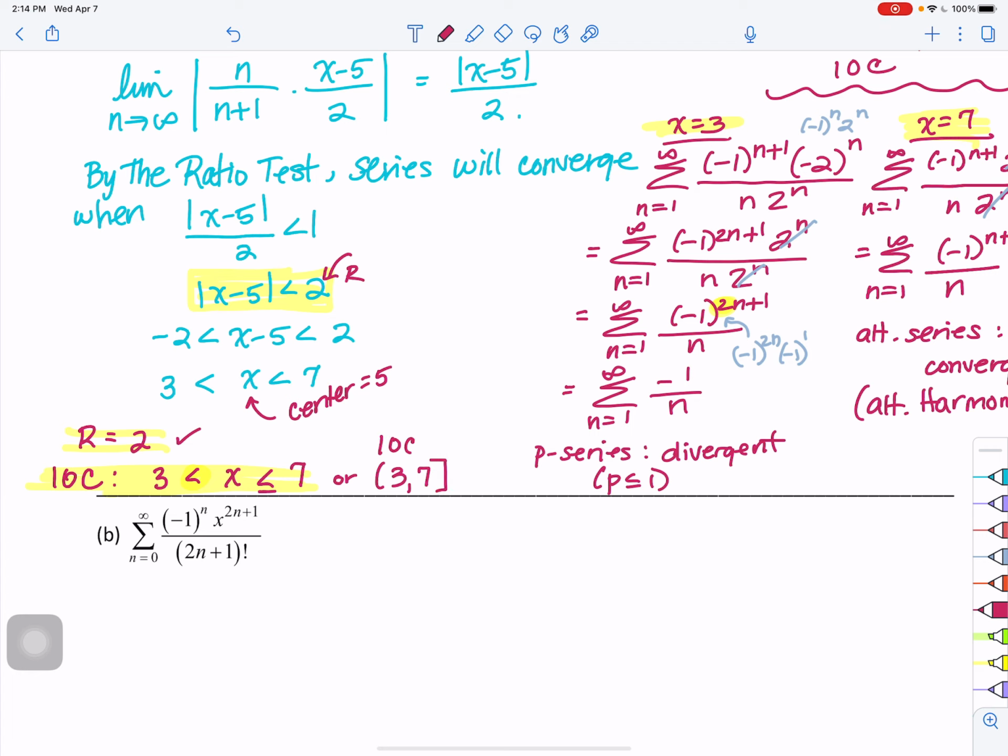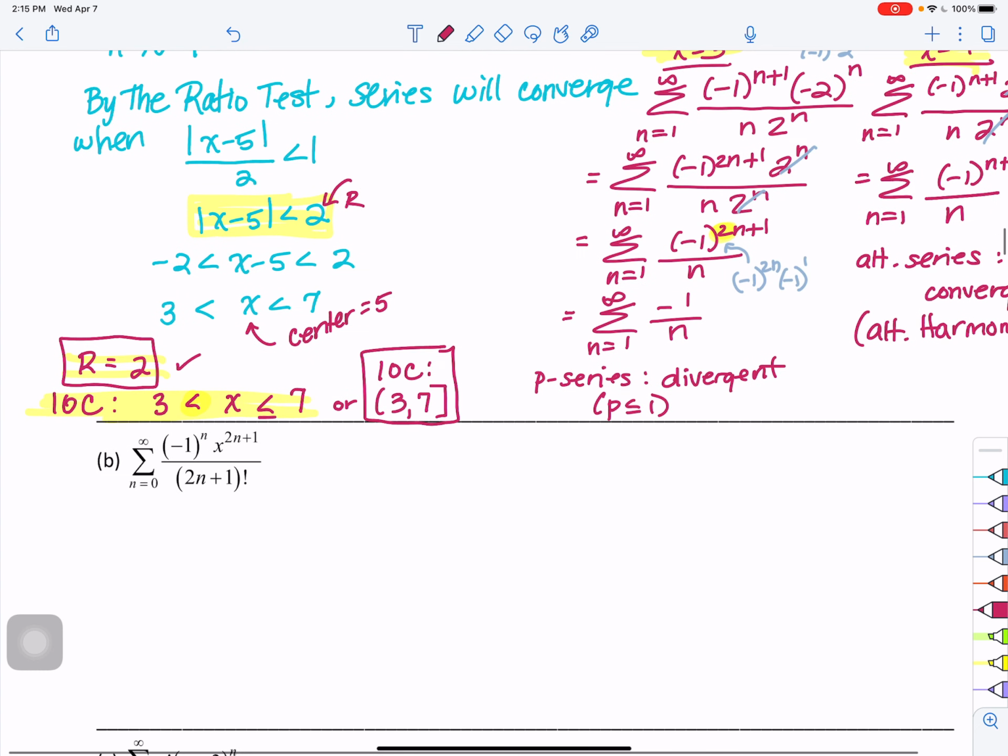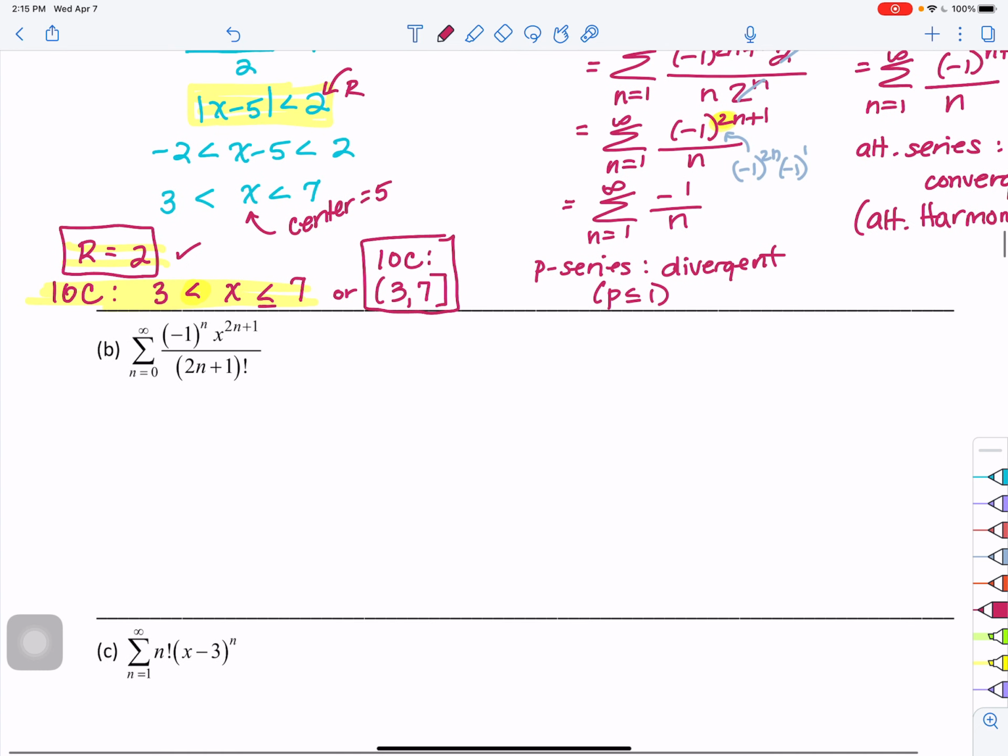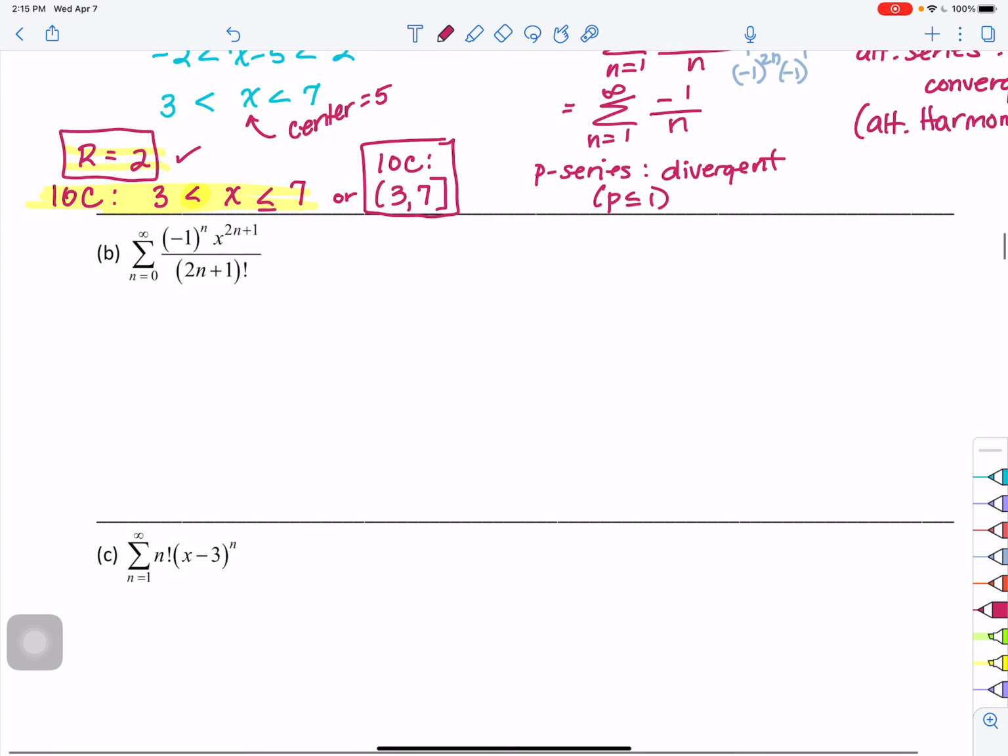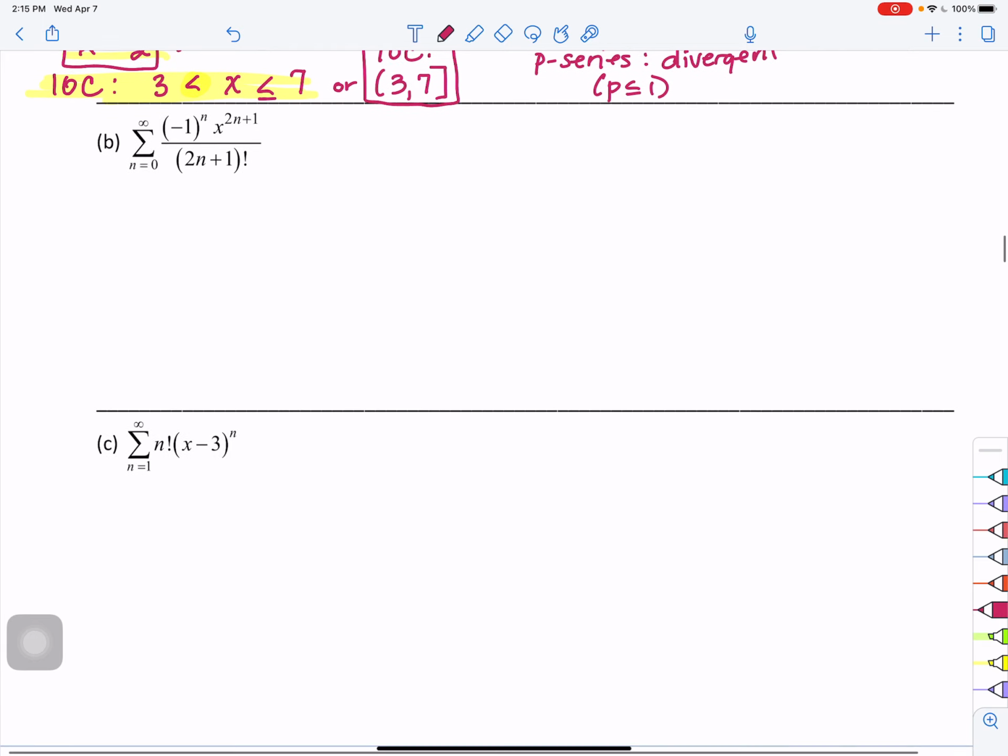And that's your interval of convergence. And here is your radius of convergence. Okay? Okay, a lot of work for just one problem. But again, we do have to check the endpoints. Let's go ahead and look at this next series. There's a lot going on in this next series.